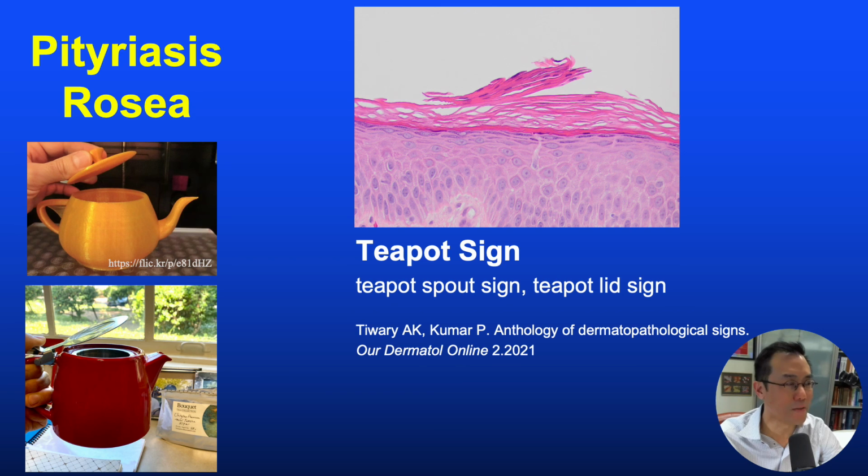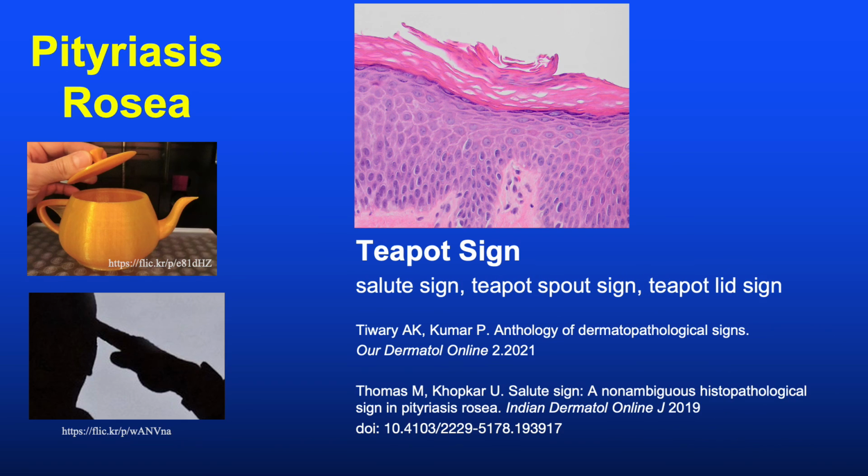The one on the bottom left is the one that was in my office at the moment I learned about the teapot sign. And some observers have even leveraged the ambiguity of the teapot sign and have proposed the salute sign as a less ambiguous clue to describe the same histopathologic feature.